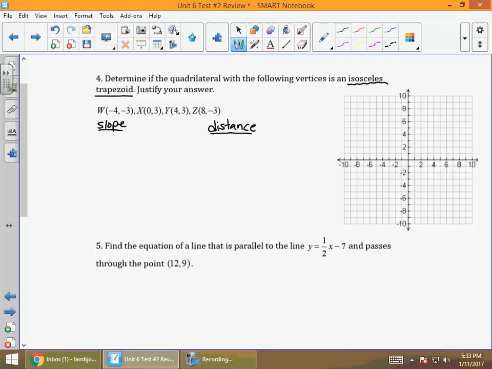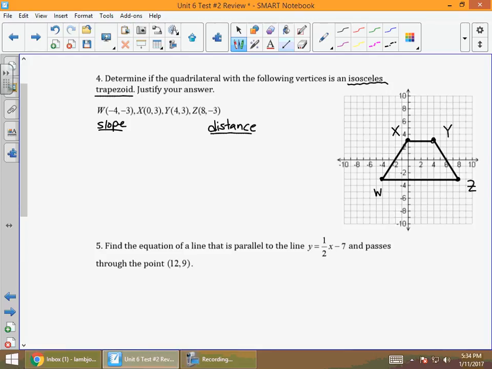So let's graph these points. -4, -3 is W, and 0, 3 is X, and 4, 3, oh, that's nice, is Y, and 8, -3, that's nice as well, is Z. Why do I say that that is nice? Well, it's because I have these lines that are horizontal. And that's nice because finding the slope of a horizontal line is really easy.